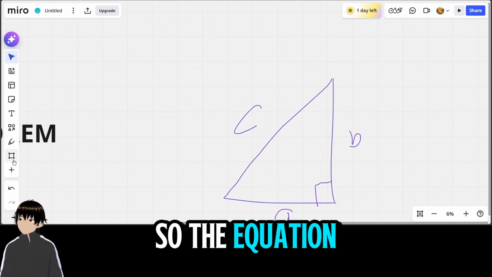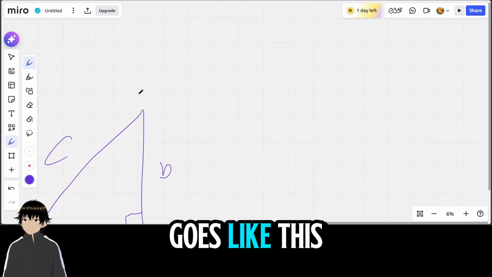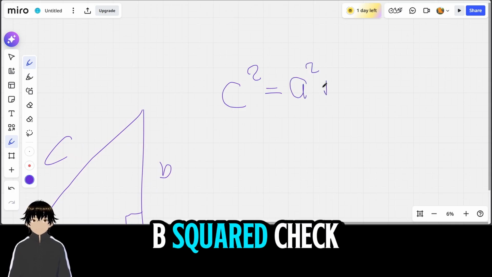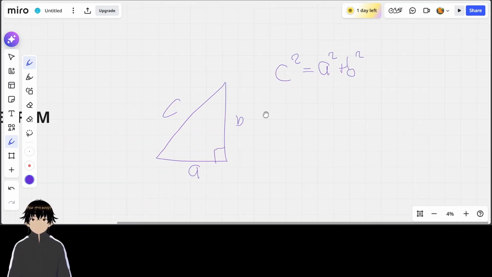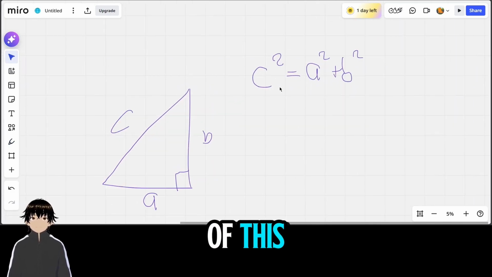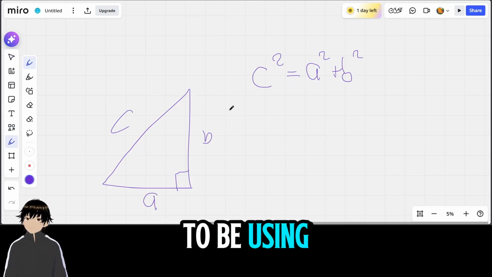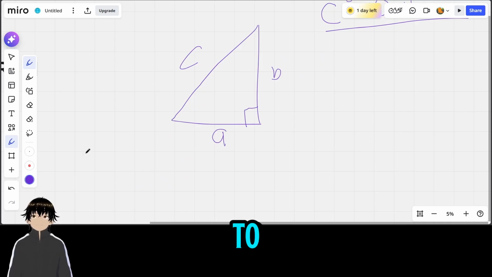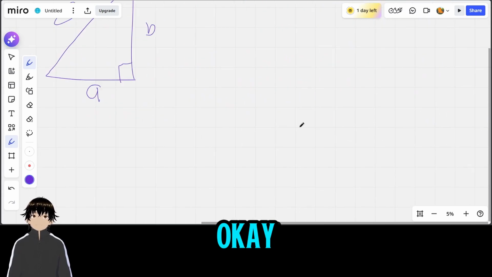So the equation goes like this: c squared equals a squared plus b squared. And we have to take note of this, so we're going to be using it later on. Okay. So let's solve some problems related to the Pythagorean theorem.